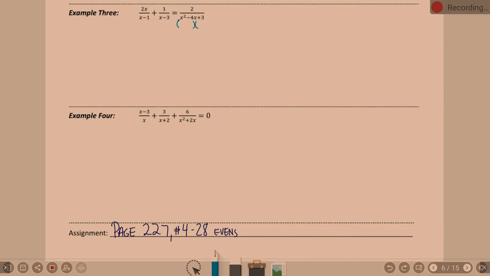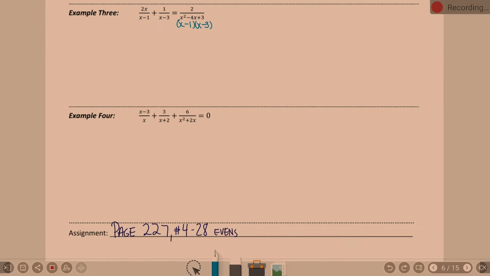X squared minus 4x plus 3. What does that factor into? X and x. 1 times 3 is 3. How do we get them to multiply to be 3 and add to be negative 4? Both minuses. Coincidence? It's a very common coincidence, if so.